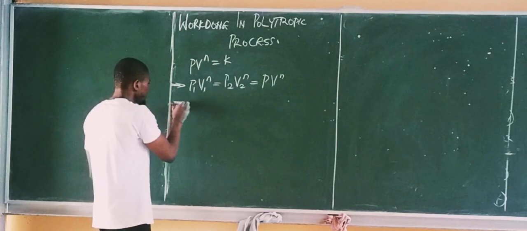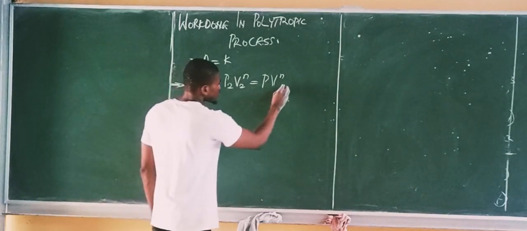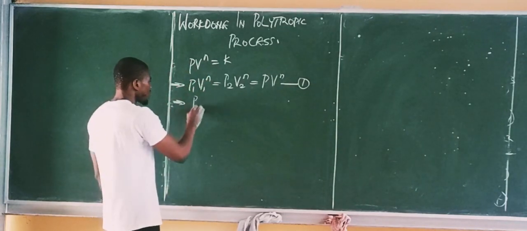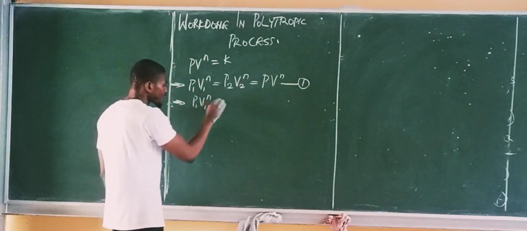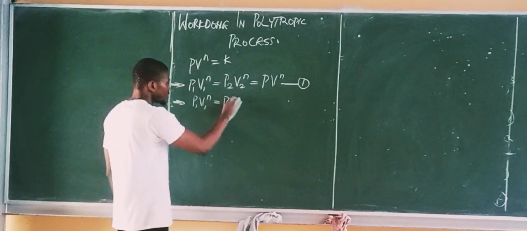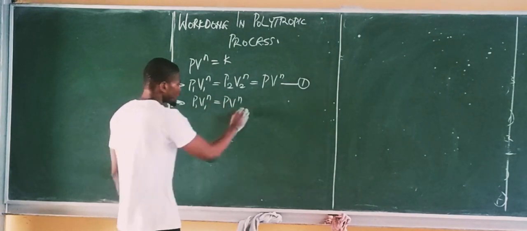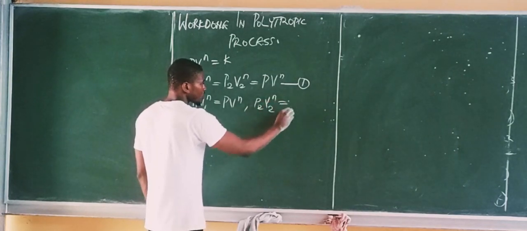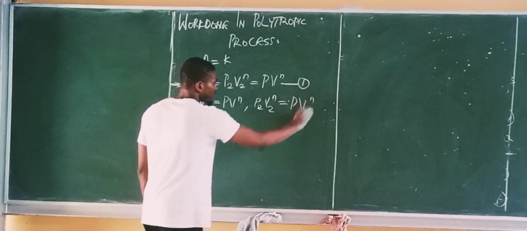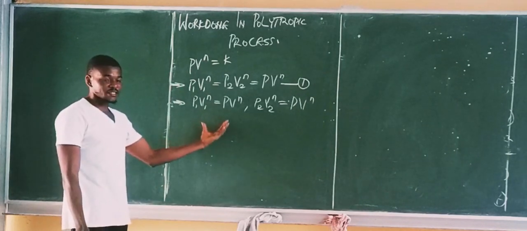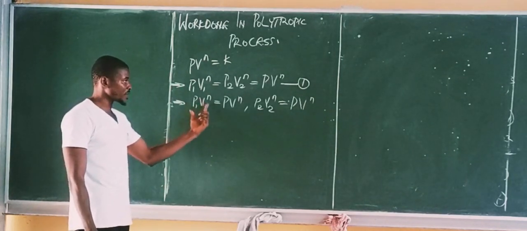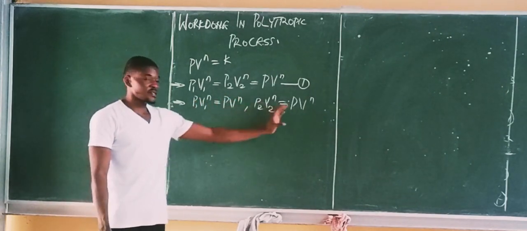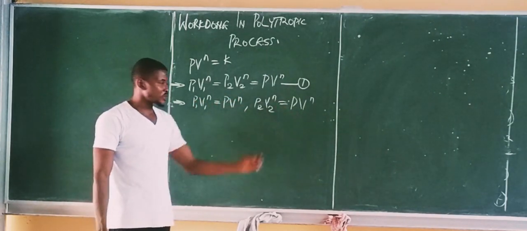Let's call this equation 1. So this simply means that P1 V1 to the power of n is equal to PV to the power of n. Also, P2 V2 to the power of n is equal to PV to the power of n. So let's work one-sided. Let's work with P1 V1 to the power of n equals PV to the power of n. You can try the other side, it's still going to give you the same result.